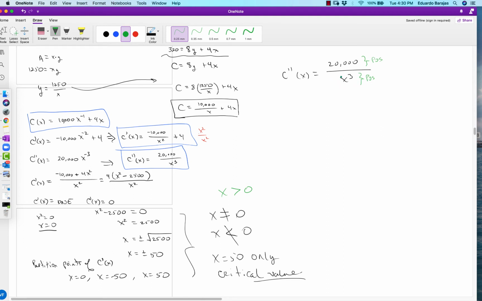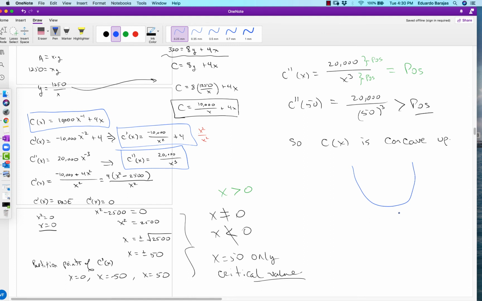Okay, so this whole thing is just going to be some positive. We've established that the second derivative is positive for all numbers. So in particular, the second derivative evaluated at 50 is going to be some positive number, right? It's going to be 20,000 divided by 50 cubed, which is some positive number. So that means that the underlying function will be concave up. So c of x is concave up. In general, it's going to have this sort of happy face shape.